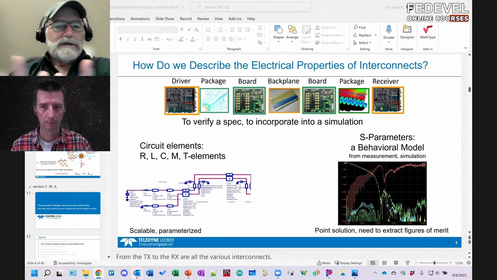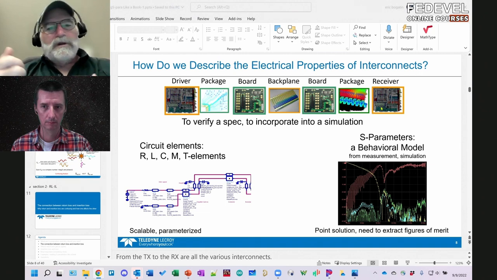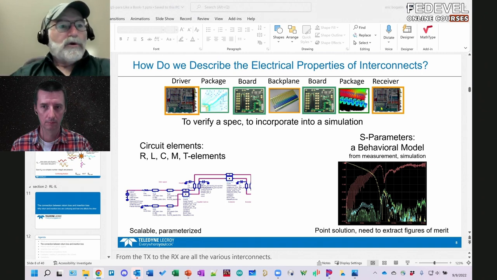And so you can measure it, but that means you have to build it first. If you want to explore how this is going to behave before you build it, you need what we call a virtual prototype. We need a representation of this thing that we can calculate or simulate before we build it, to know how it's going to behave.